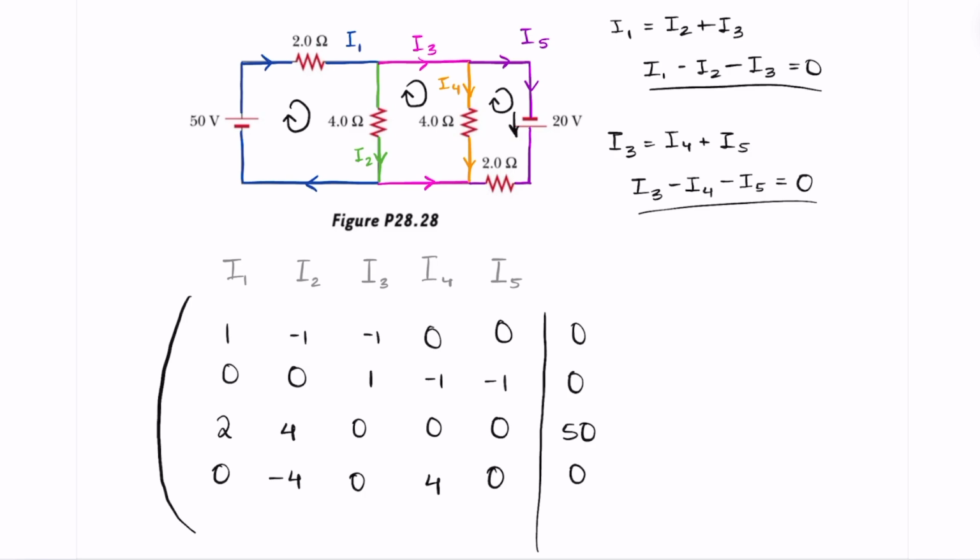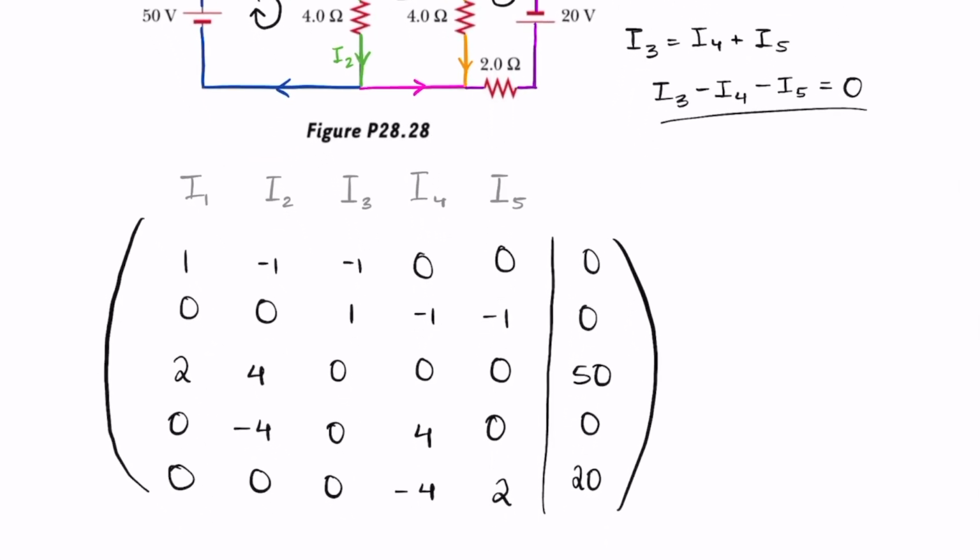And finally, loop 3. Here we have a 20-volt battery that is going in the same direction as the loop, so that is a +20 on the right side. Then wire 5 has a 2 ohm resistor, which is in the same direction as the loop, so that is a +2 under 5. And then on wire 4, we have a 4 ohm resistor, which is going in the opposite direction, so that's a -4 under 4. And the others are 0 because they're not in this loop.